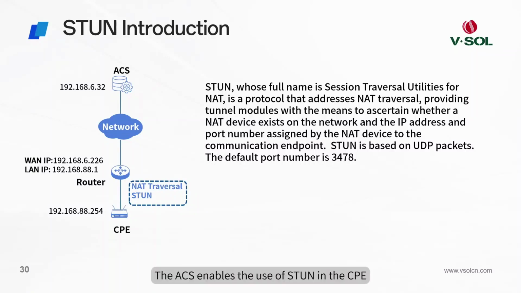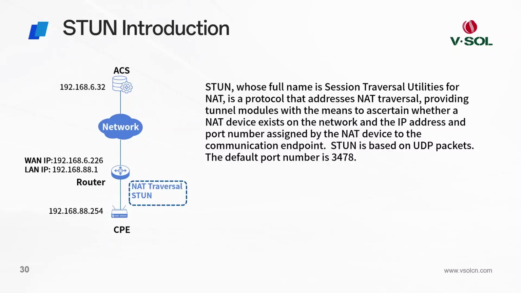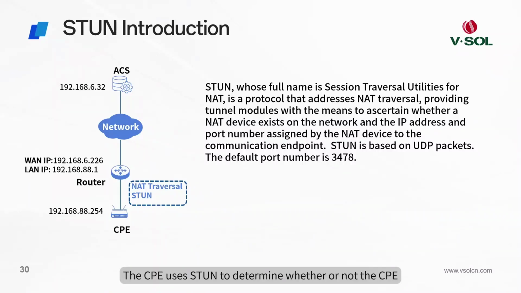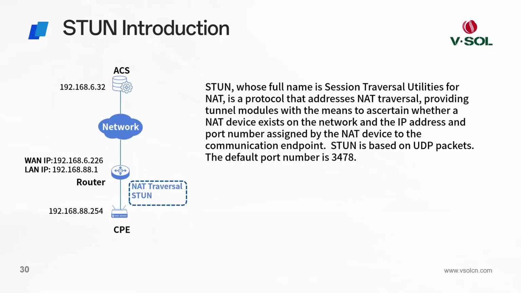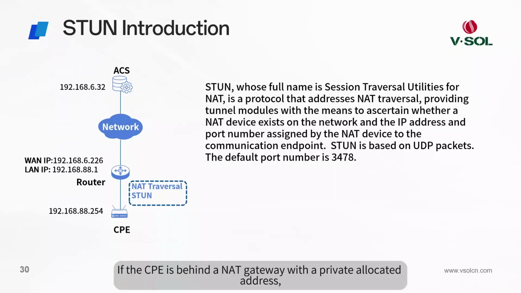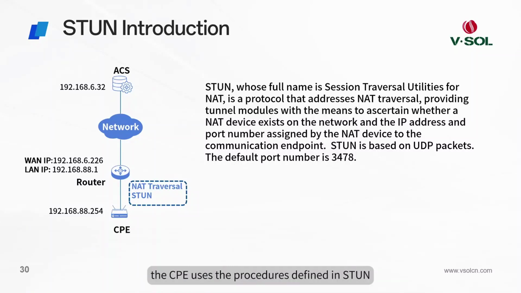The ACS enables the use of STUN in the CPE if it is not already enabled by factory default and designates the STUN server for the CPE to use. The CPE uses STUN to determine whether or not the CPE is behind a NAT gateway with a private allocated address. If so, the CPE uses the procedures defined in STUN to discover the binding timeout.